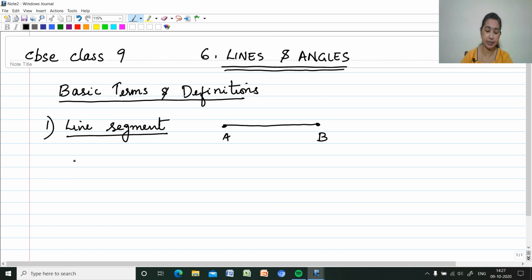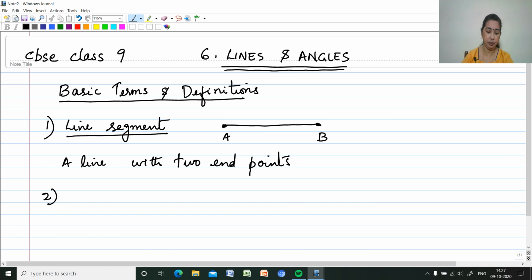So what is a line segment? A line with two endpoints is called a line segment. It will not be extended to both the sides. It will be stopped there.